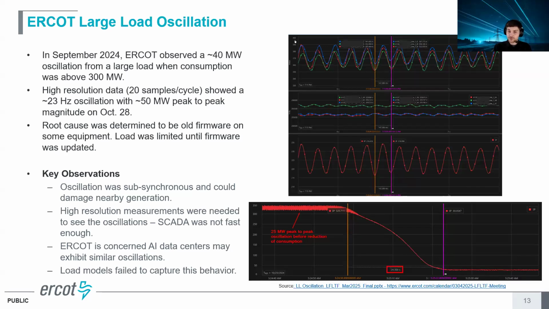So this oscillation was subsynchronous and could have damaged nearby generation, and we really needed high resolution measurements that we did not have. Off the bat, SCADA was not fast enough to catch this.